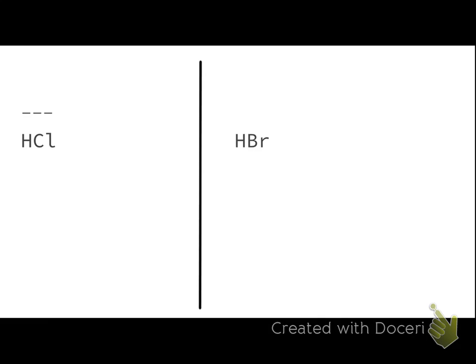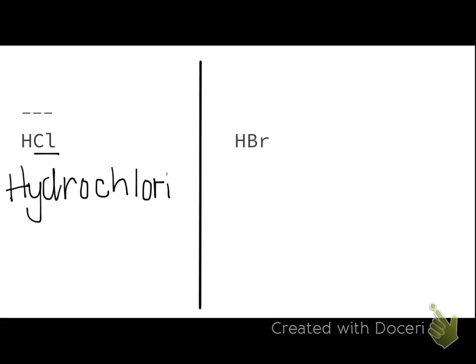HCl. So if you remember, step 1 of that was to start with the word hydro. Step 2, if you're looking at your notes there, is use the root of the element. So our element right here is chlorine, so our root is chlor. And then we add ic on the end. But we're missing something here. We're missing the word acid. Okay? Easy enough on that.